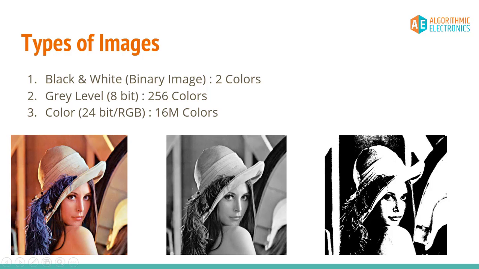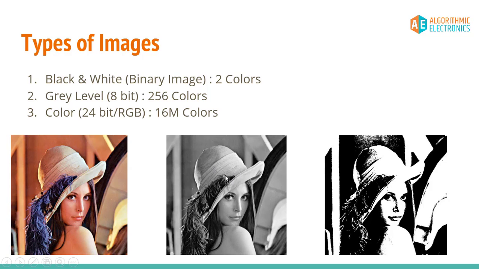This image is the black and white image. As you can see here, it has only two colors, black and white, and that's why this image is also called a binary image. Here 0 represents the black color and 1 represents the white color. Binary 1 represents white and binary 0 represents black in this particular image. So there are only two colors available in this image.